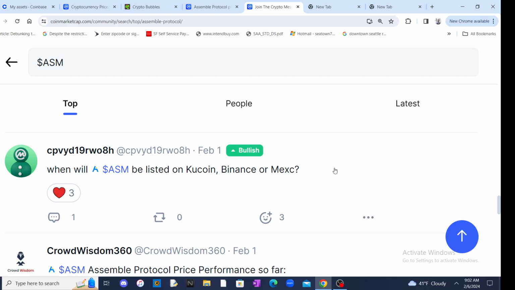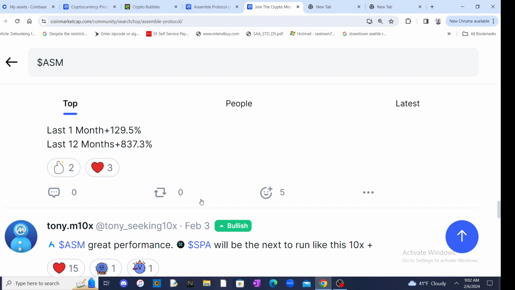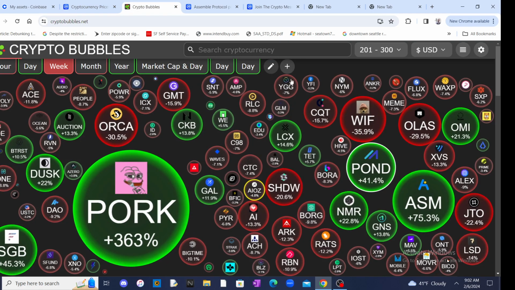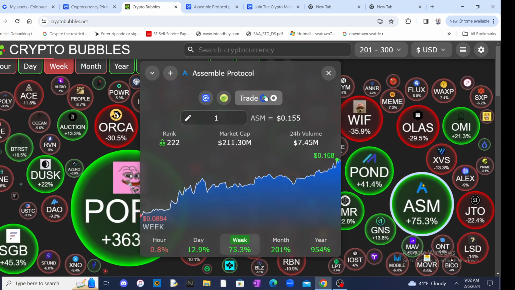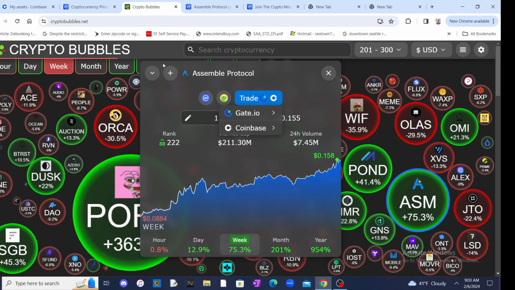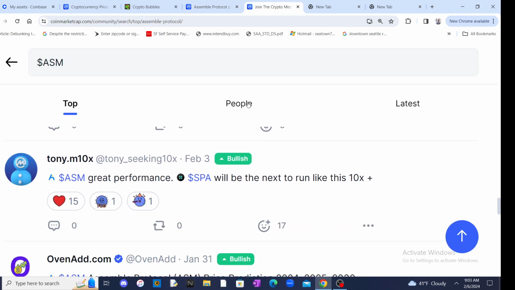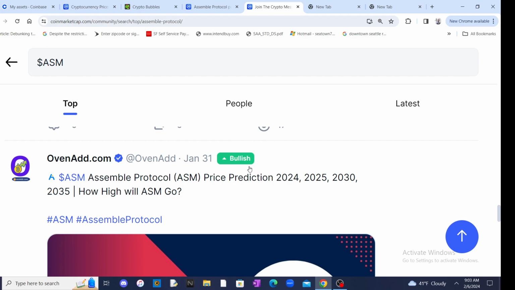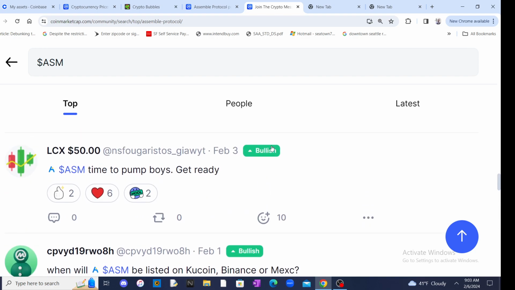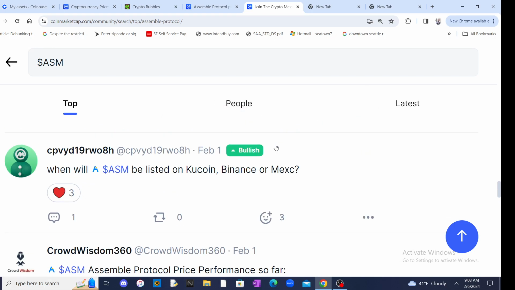And it's always green. That's one thing I noticed about it also. It's always in the green. And as of right now, it's listed on, let me see here, a Simple Protocol. Looks like it's only on Gate.io and Coinbase as of right now. I'm not sure if it's on Binance, but yeah, I'm definitely not going to miss the next run on the Simple Protocol. This is looking nothing but bullish. But it's not listed on KuCoin or Binance yet.